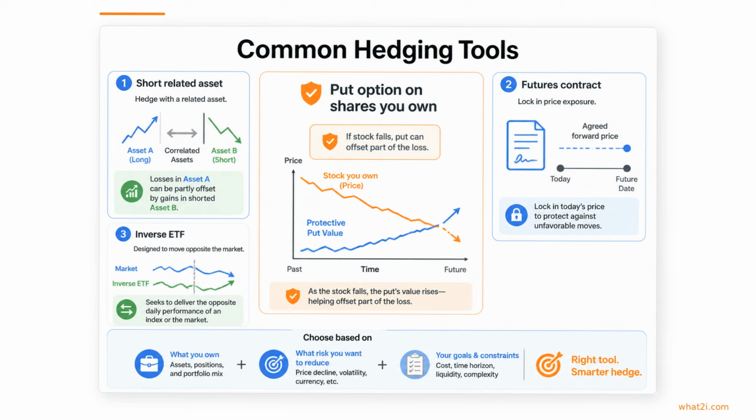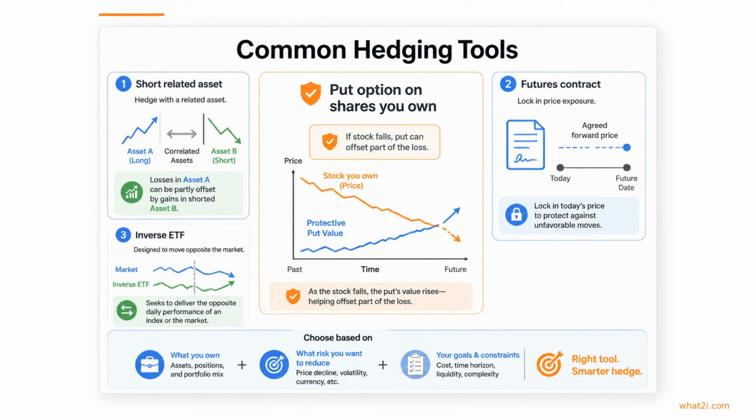Put options are a classic choice when you want downside protection on a position you already hold. Short positions in related assets can also work, especially when the hedge is intended to offset broader market or sector exposure. Futures contracts are often used to hedge price exposure in indexes, commodities, interest rates, or currencies. Inverse ETFs provide another way to gain exposure that is designed to move opposite a market benchmark. Each tool can reduce risk, but each also comes with its own costs, limitations, and practical complications.